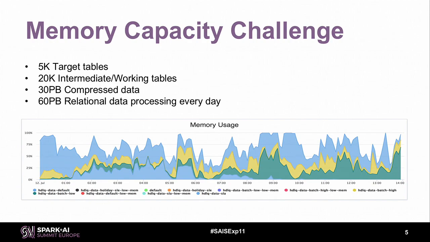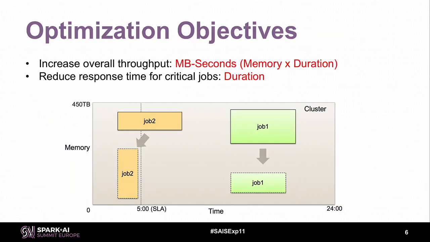Since the migration started, we are facing a serious memory capacity challenge in the Spark cluster. As you can see, at many times, the memory usage is almost 100%. So optimizing the memory usage is critical to us. Basically, we have 2 optimization objectives. The first is to increase the overall throughput. The measurement is megabyte seconds.